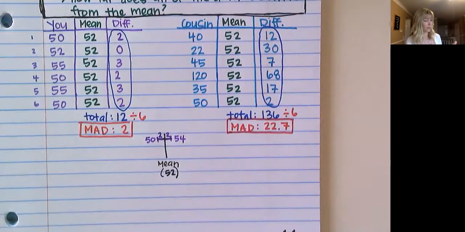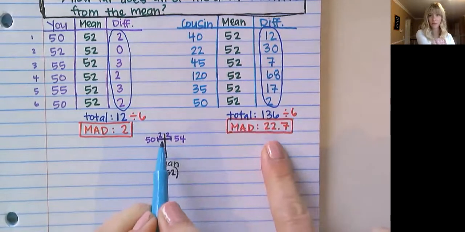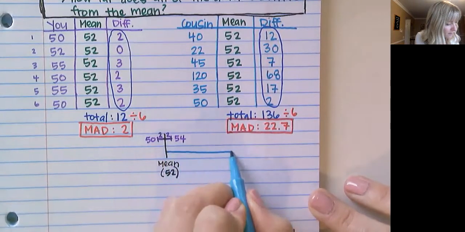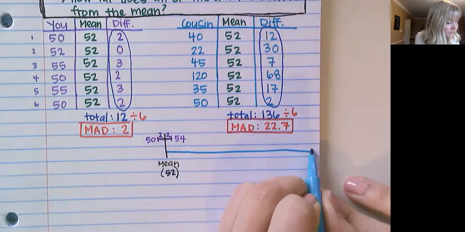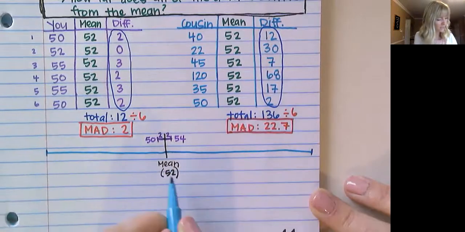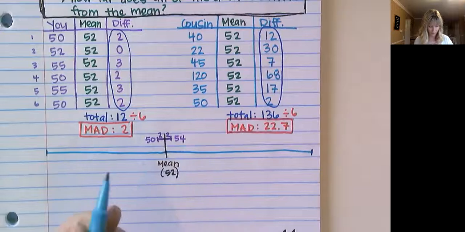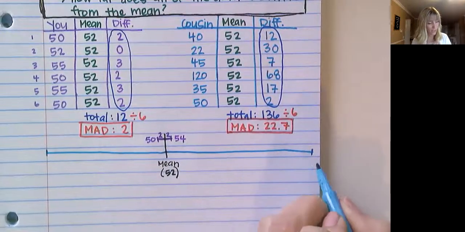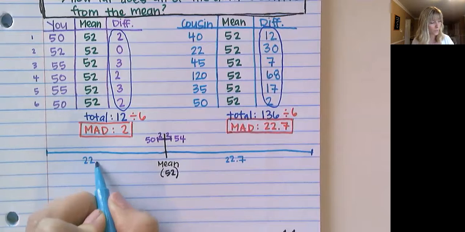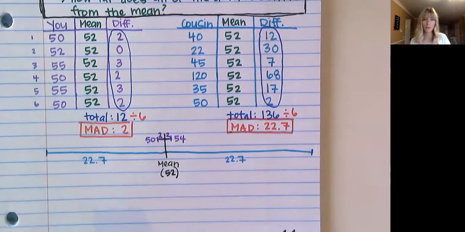Now look at this compared to your cousin. Your cousin is like 11 times that, right? 2 times 11 is 22. I don't know if I can fit 11 of those, but if I imagine that, your cousin's spread is more like this, okay? So if the mean is 52 and I add 22.7 to that, that means your cousin's spread is 22.7 above or 22.7 below. So your cousin's data is way more spread out.